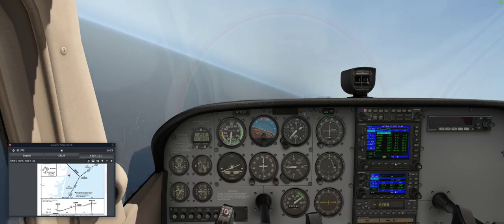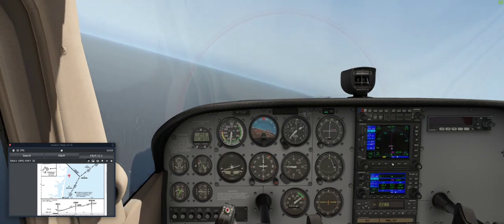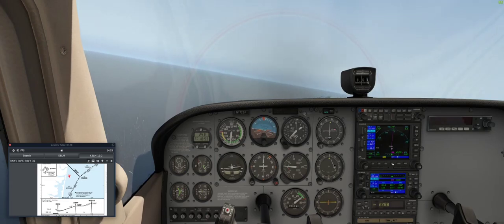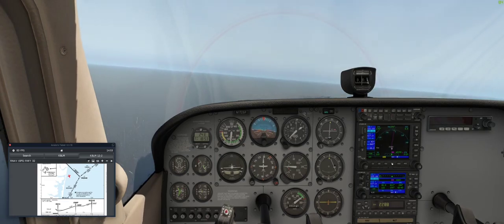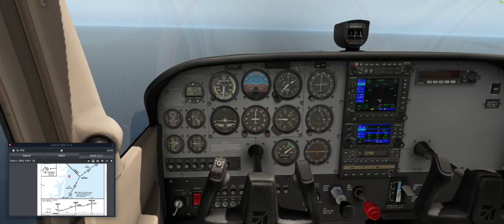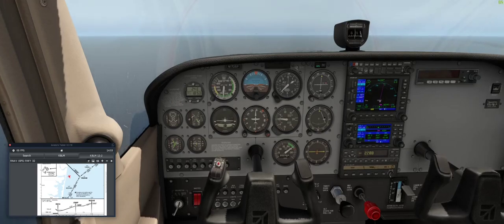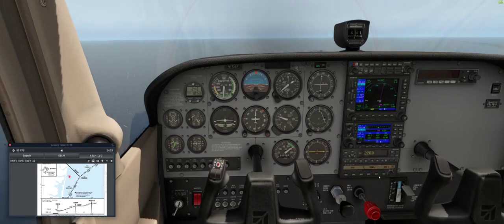Alright, now it's gonna fly the approach. And we should be at 2000 at WAVNO.